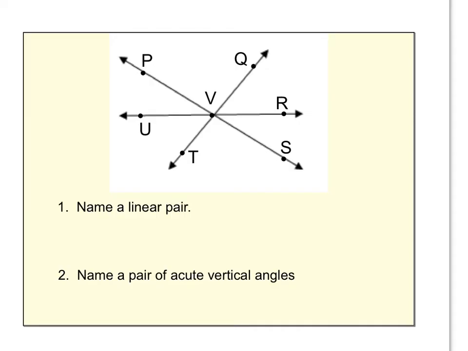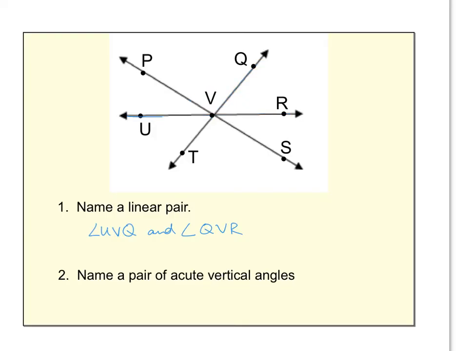There are many linear pairs in this picture. Remember, a linear pair is when you have a line that is divided into a pair of angles. So for instance, here and here, these 2 would make a linear pair. That would be angle UVQ and angle QVR.